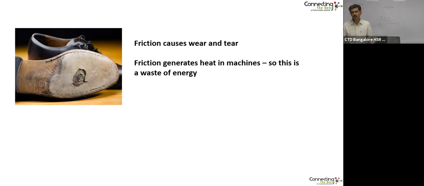There are lots of parts, machine parts, that undergo wear and tear. Shoes undergo wear and tear. Clothes may undergo wear and tear because of friction. The brakes of vehicles may undergo wear and tear because of friction. So there are a lot of things that get damaged because of the wear and tear of friction. So that is one important reason why it is not good.